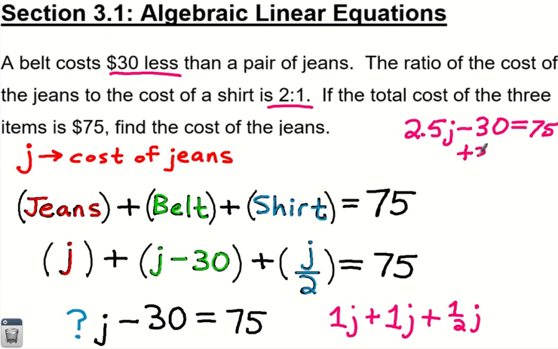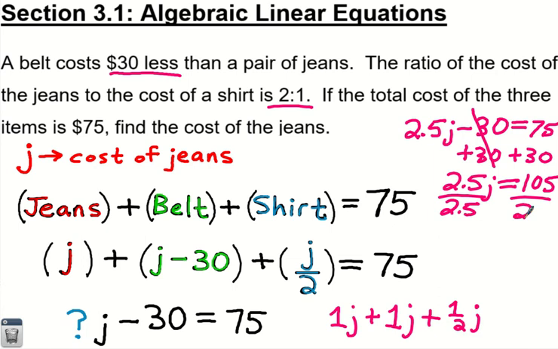So we can, this should seem pretty expected. We add 30 to both sides in order to, again, get j one step closer to being by itself. And now we grab a calculator just to be sure here, because next we're going to divide both sides by 2.5.